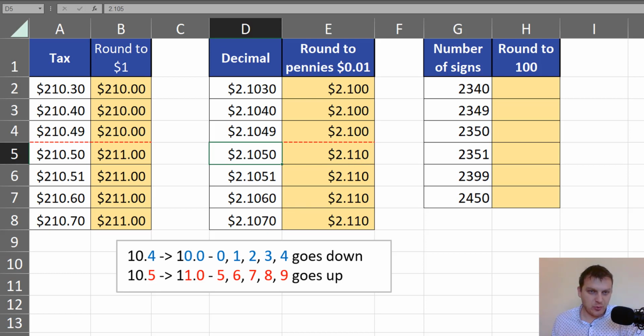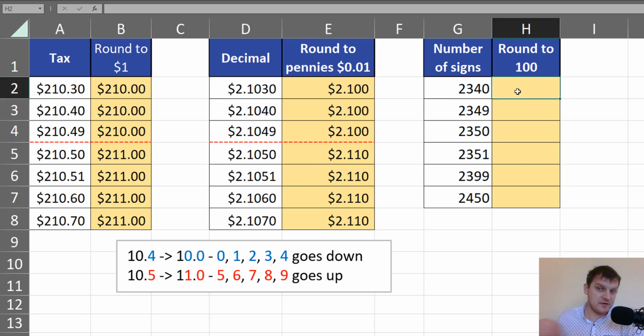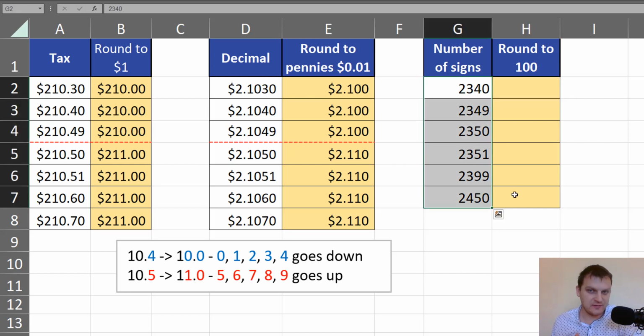Okay, and it's important that in Excel we can even round to bigger multiples of 10. So for example 100. So we have bigger numbers and we want to round to whole 100. So 100, 200, 300 and so on.